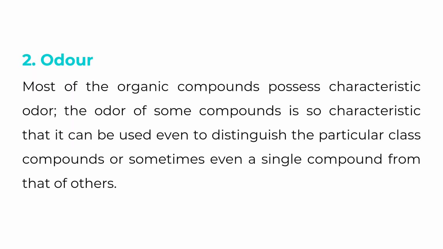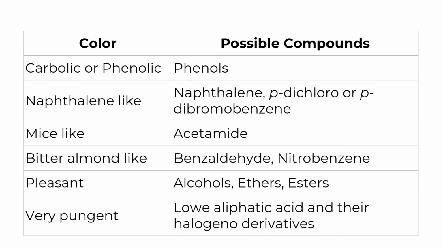2. Odor. Most of the organic compounds possess characteristic odor. The odor of some compounds is so characteristic that it can be used even to distinguish the particular class of compounds or sometimes even a single compound from that of others. Odor. Possible compounds: carbolic or phenolic, phenols; naphthalene-like, naphthalene, p-dichloro or p-dibromobenzene; mice-like, acetamide; bitter almond-like, benzaldehyde, nitrobenzene; pleasant, alcohols, ethers, esters; very pungent, lower aliphatic acids and their halogen derivatives.